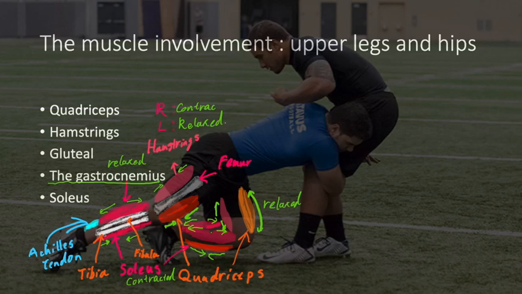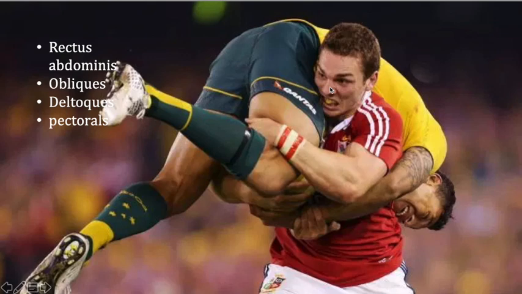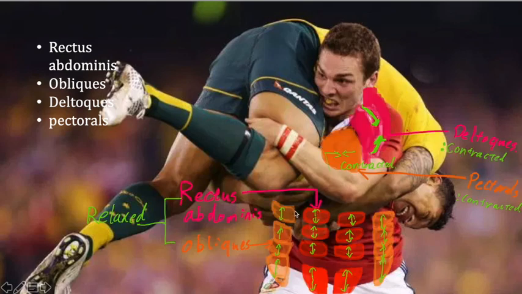Okay. And then we are moving on to the upper body. First important muscle, rectus abdominis, which is the abs, and then the side abs, obliques, and then the deltoid, which is the shoulder, and then pectoralis, which is the chest. And then all these muscles have to be released because we're basically lifting up the person.